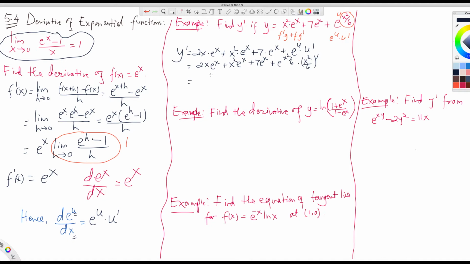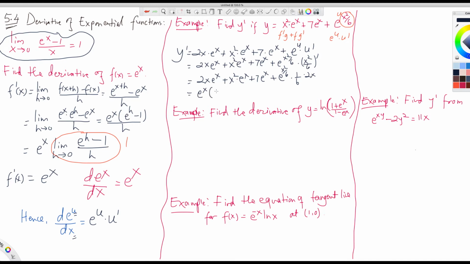So what will be the final answer then? It will be 2x e to the x plus x squared times e to the x plus 7 times e to the x plus e to the x squared over 6 times the derivative of, so 1 over 6, you can pull that out, and the derivative of x squared will be 2x, right? So let us simplify and then factor out. If there is any common factor between the terms, we will take that out. This has e to the x, e to the x, e to the x. Let me take the e to the x out.